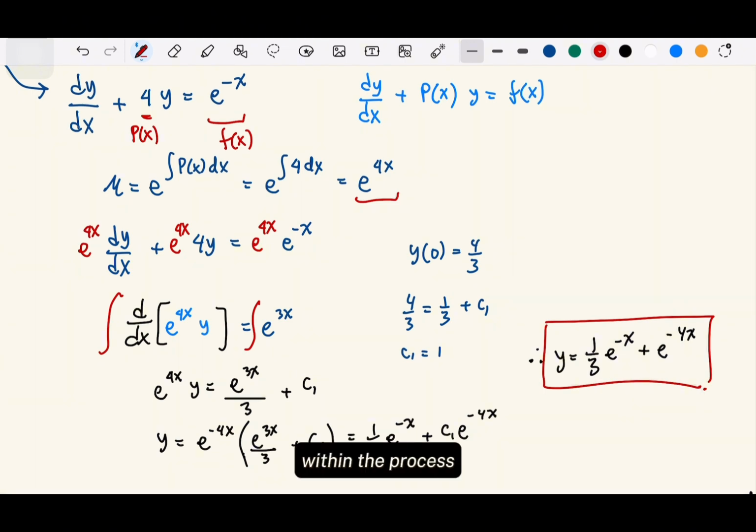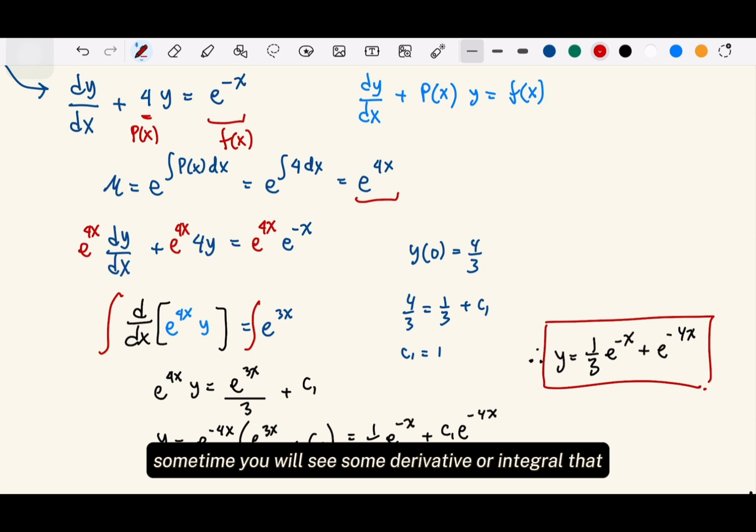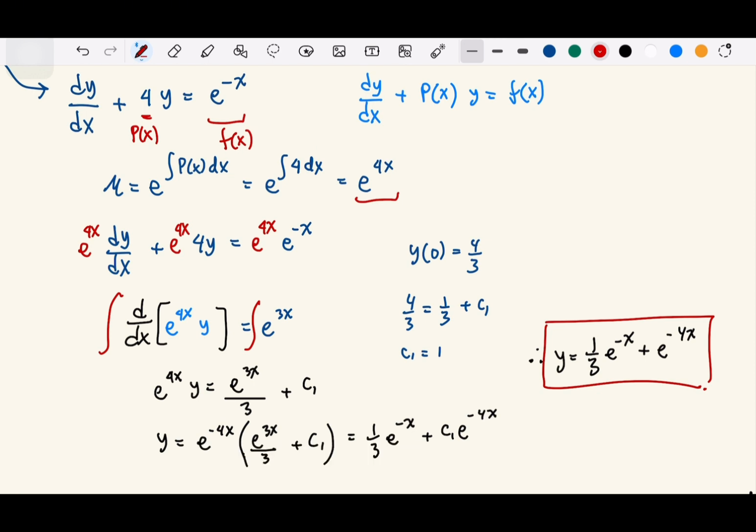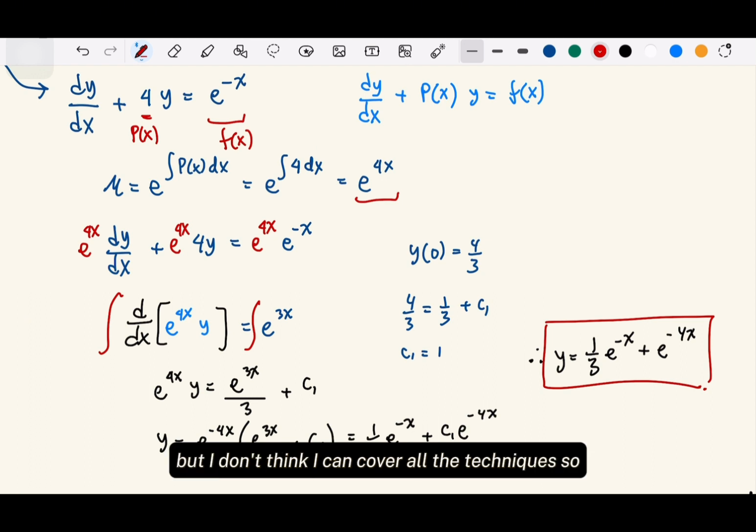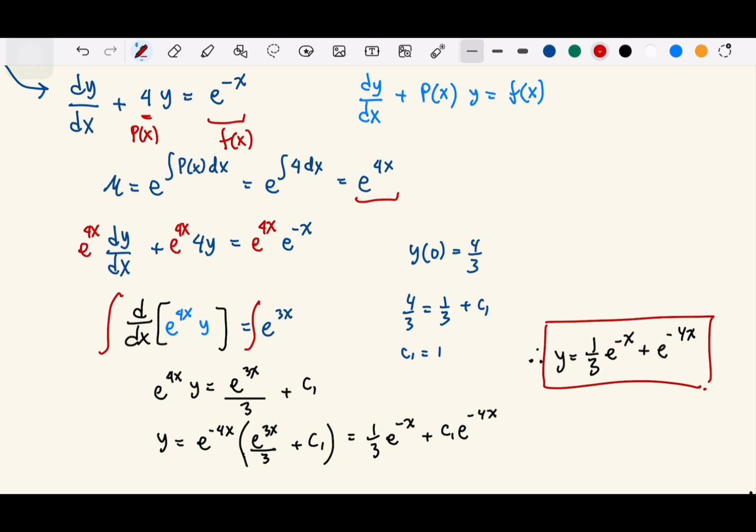And of course, within the process, sometimes you will see some derivative or integral that needs some techniques from calculus 1 or 2. So you need to do some review by yourself. I can give you some clue, but I don't think I can cover all the techniques. So I hope you still remember.